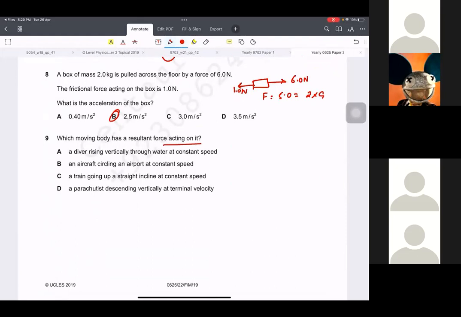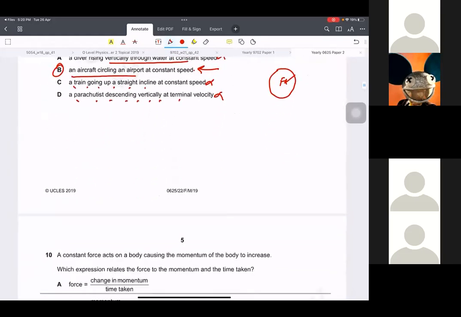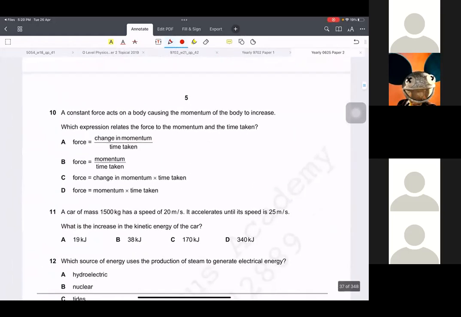Now, which moving body has a resultant force acting on it? A diver rising vertically through water at constant speed. Nope. An aircraft circling an airport at constant speed. This could be one. A train going straight at constant speed. Nope. A parachutist descending at terminal speed. Nope. This is the answer. Why is circling at constant speed the answer? Because when you go in a circle, the resultant force is the centripetal force, which acts towards the center and changes direction.